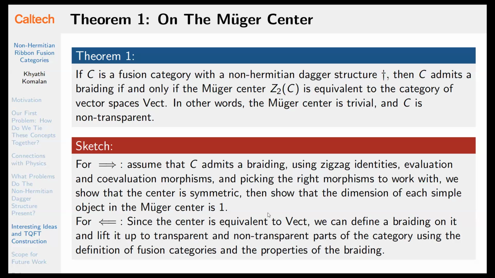And then we would be proving the implied by part, so you'd be assuming that the center is equivalent to the category of vector spaces, and you would define a braiding on it and lift it up to the transparent and non-transparent parts of the category. This basically would be considering the parts where the braiding is trivial and where the braiding is non-trivial separately. You'd also be using the definitions of fusion category and the other properties of braiding that come with it.